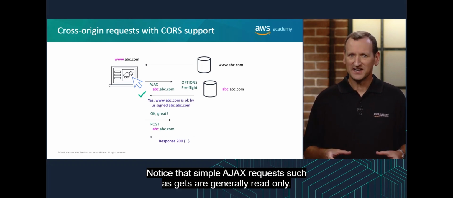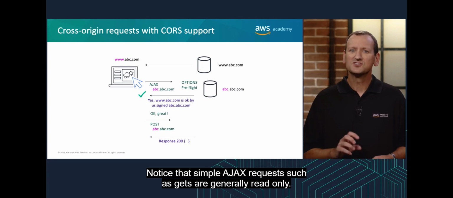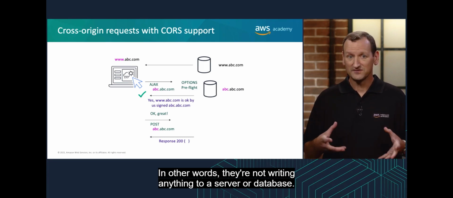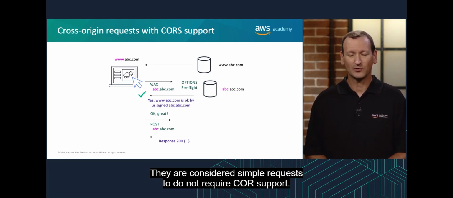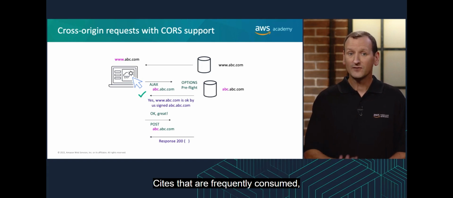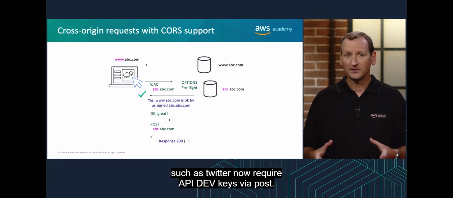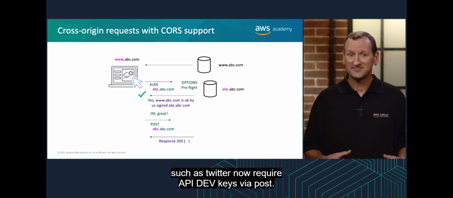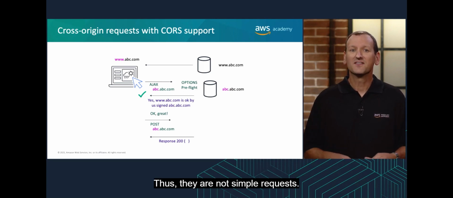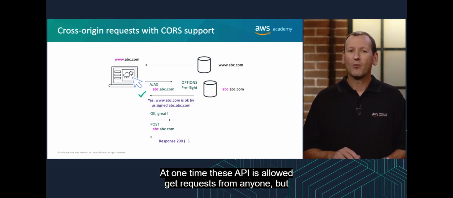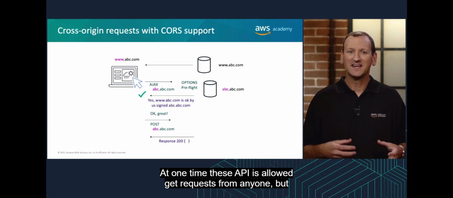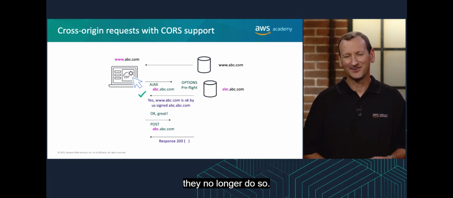Notice that simple AJAX requests, such as GETs, are generally read-only. In other words, they're not writing anything to a server or database. They are considered simple requests that do not require CORS support. Sites that are frequently consumed, such as Twitter, now require API dev keys via POST. Thus, they are not simple requests. So the browser will use CORS protection for any requests. At one time, these APIs allowed GET requests from anyone, but they no longer do so.